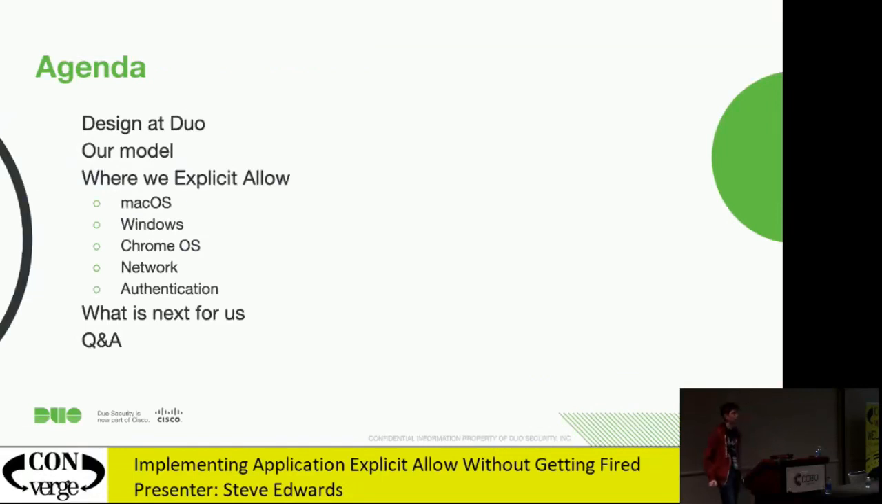The first thing that I want to talk about, and the secret to our success, is design. I'll talk about design at Duo, and I will talk about our product a little bit because we spend a lot of time thinking about design. I'll share how we applied those design principles to the tools that we built internally to keep the company secure. Then I'll talk through where we've applied explicit allow in practice: on our Macs, our Windows computers, our Chrome OS computers, as well as at the network level, and also for some types of authentication. I'll share a little bit about what's coming next for the things that we're building. Then I'll have time for Q&A, and if I talk really, really fast, which I tend to, then we'll have time for a demo as well.